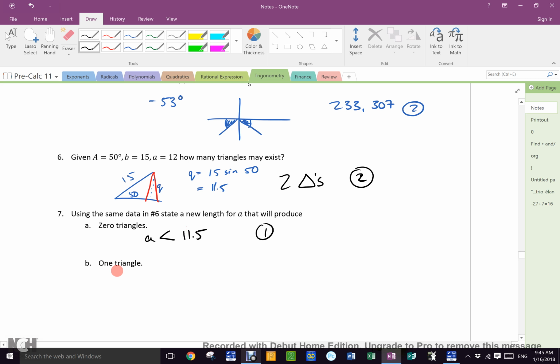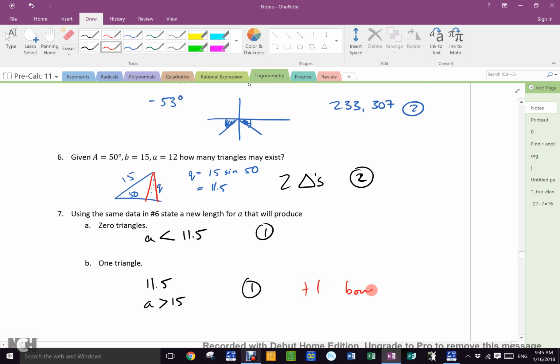1 triangle, it could be 11.5. What else could it be? Any number greater than 15. Because then you got to go way out to the side, right? That's worth 2 marks because you had 2 options there. Actually, I lie. No. I only asked for 1 triangle. Either of those answers correct, you would get the 1 mark. If you put them both, you give yourself a bonus mark.